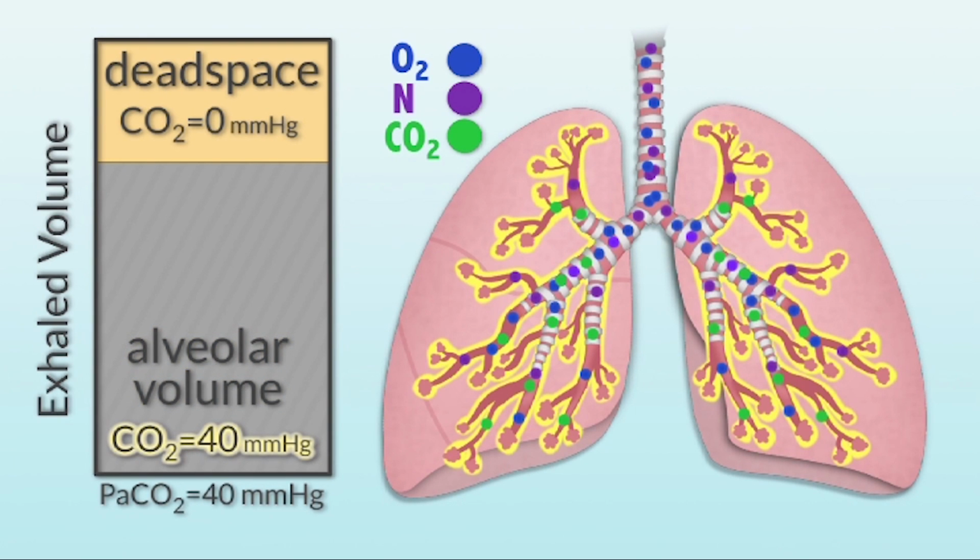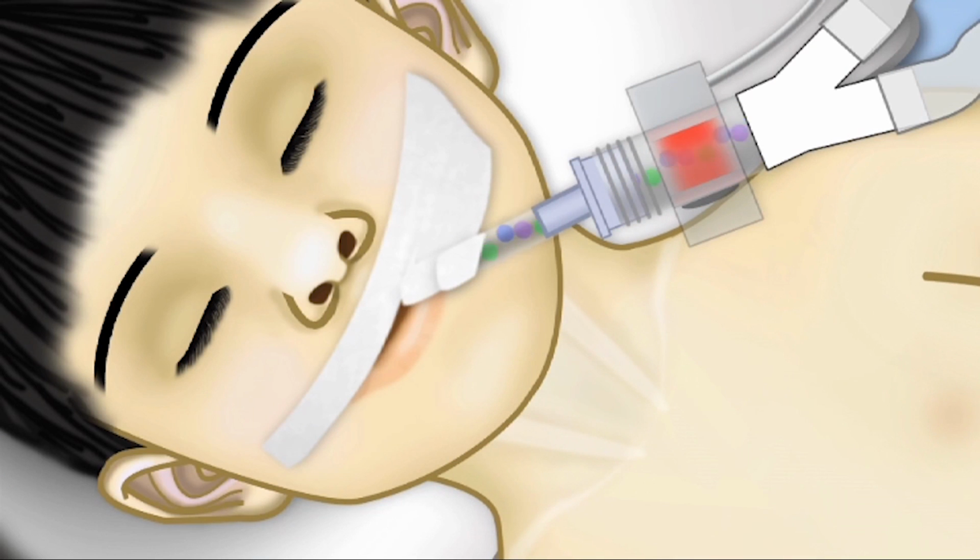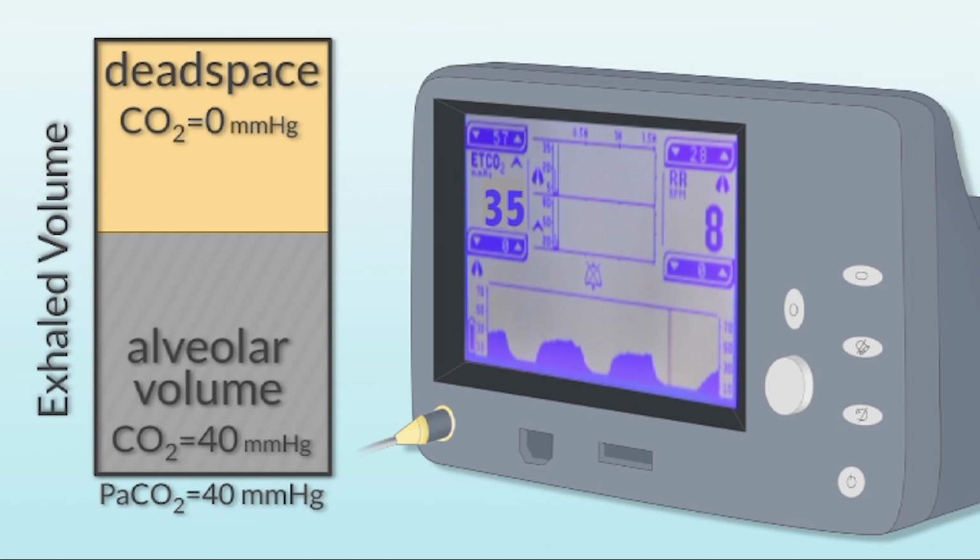If we suppose that this child had a normal arterial partial pressure of CO2, 40 millimeters of mercury, the alveolar volume would probably have a CO2 partial pressure similar to 40. Now when we combine these two volumes, the dead space volume and the alveolar volume, as the child exhales, you'll see that when we read the end-tidal CO2 on the monitor, the number is going to be smaller than the arterial because it mixes with the dead space volume, and we have some number in between, 35 or 38 millimeters of mercury.